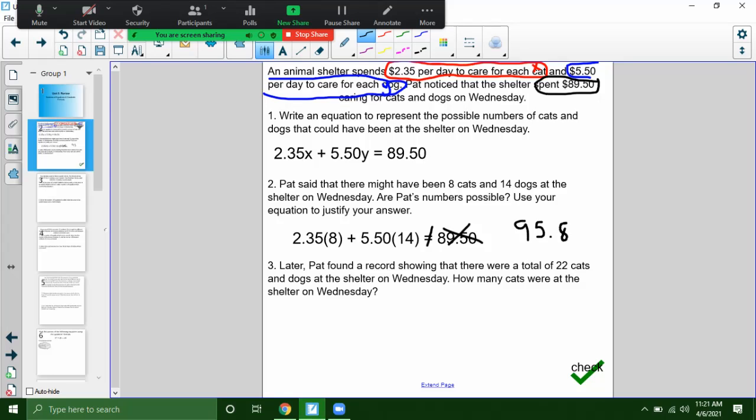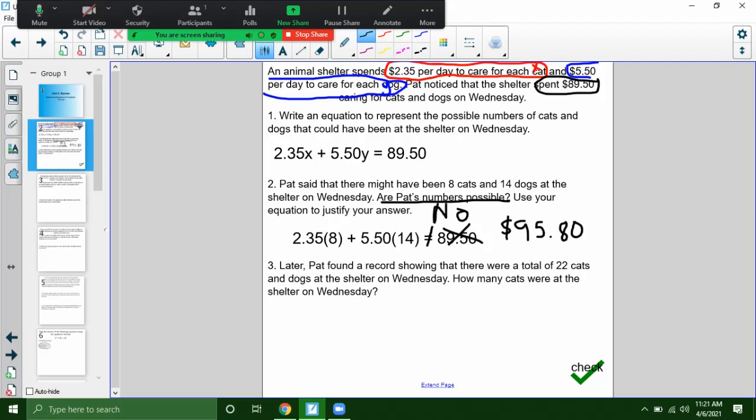And 80 cents. Now, remember the question, are Pat's numbers possible? Use your equation. So you could write, no, the numbers are not possible because having 8 cats and 14 dogs will actually equal $95.80 instead of the $89.50. So no, they are not possible, but you have to do the actual write-up. And notice how I use my equation.